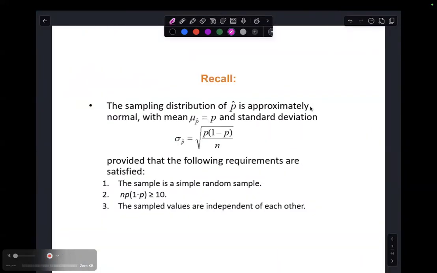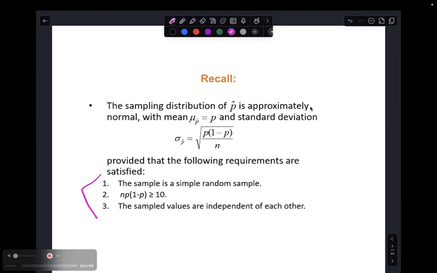So the sampling distribution of p hat is approximately normal, with our mean equal to the population proportion. This is the standard deviation. We're using the same one we were using before. Thankfully, that hasn't changed. And we can use this math. So these are the things that we need to know.